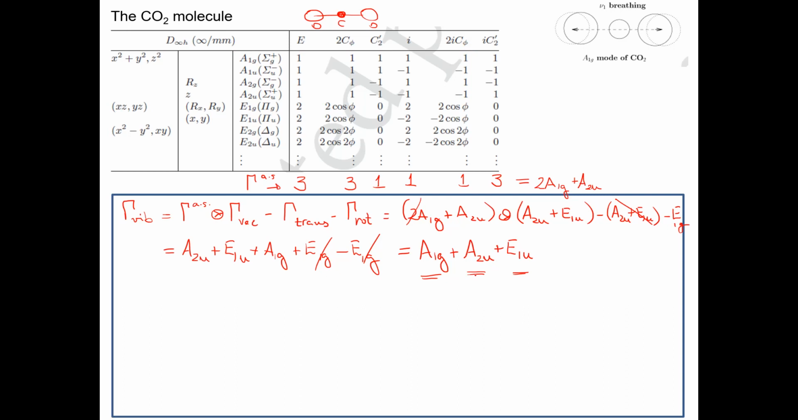Okay, so how about the A2u? What should we expect from physical reasoning? So A2u, if you look here, it transforms like z, so it's odd under inversion and odd under C2 prime. So one should expect a mode that has those properties, okay? And this is the asymmetric stretch mode. So you can see that the carbon atom is vibrating with the opposite phase with respect to the two oxygen atoms. Okay, if you apply the inversion, you see that this mode goes into minus itself. So that's kind of expected.